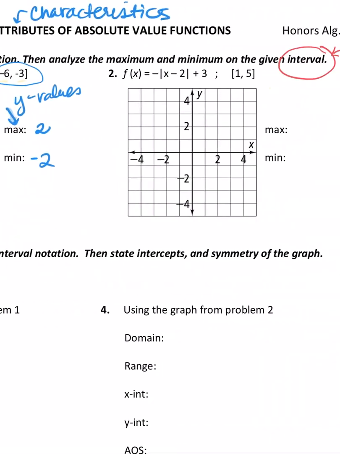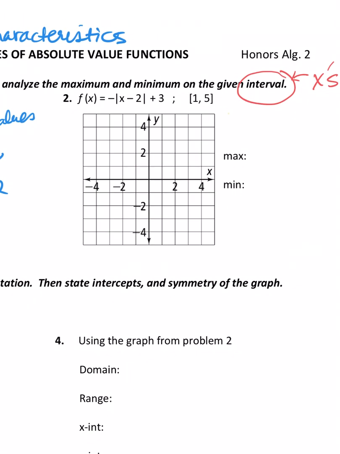Let's try number 2. Let's again start with graphing. So f of x equals negative absolute value of x minus 2 plus 3 over the interval 1 to 5. Now let's start here. My origin originated here. It's going to go down 2, up 3. I'm sorry, not down 2. That should go right 2, up 3. 1, 2, 3.